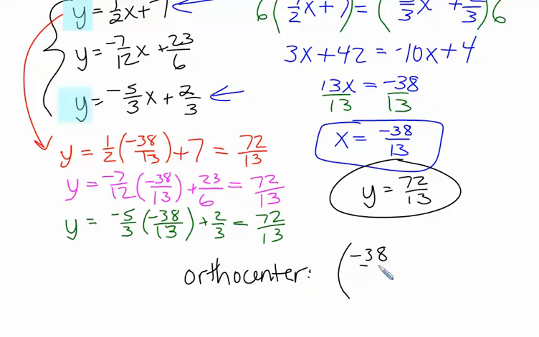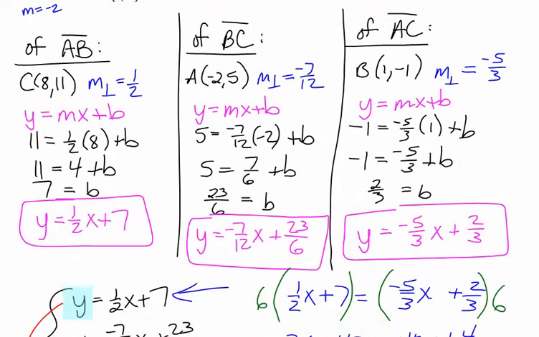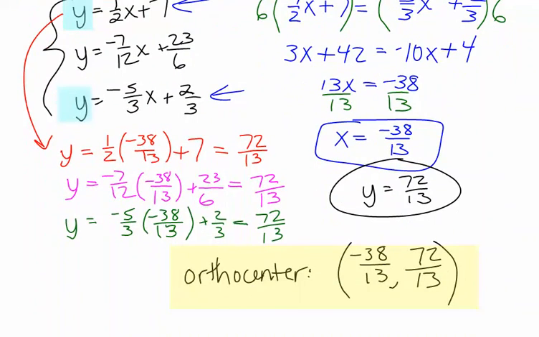Negative 38/13, comma 72/13. Be organized. Don't go so fast that you make silly mistakes, but yet work efficiently enough that you're not taking forever, because it's really three Algebra 1 problems glued together and then solving a system of equations at the end. If you stay organized, you should be able to find the orthocenter.